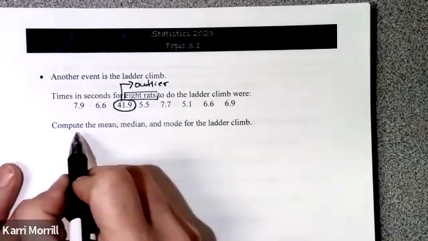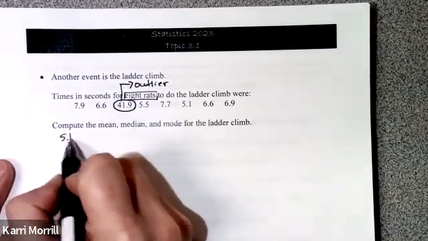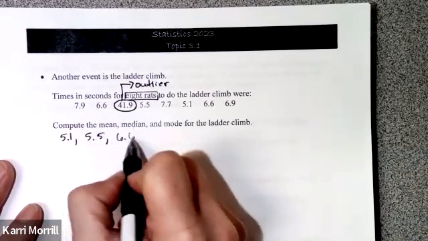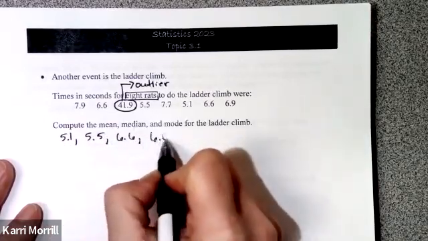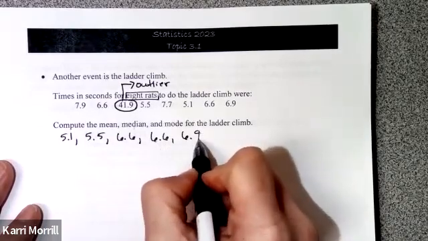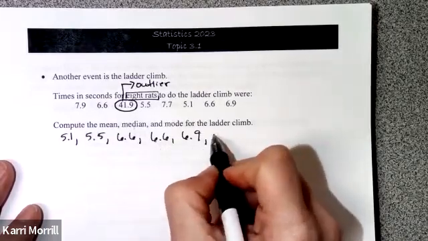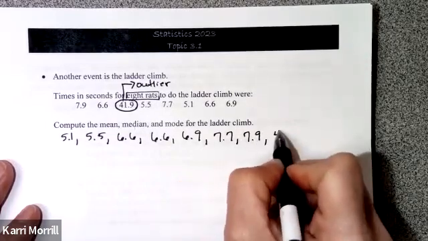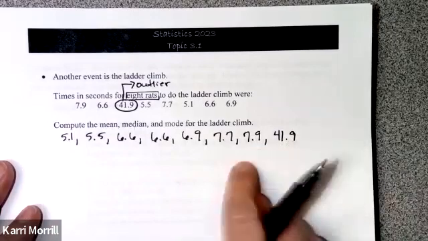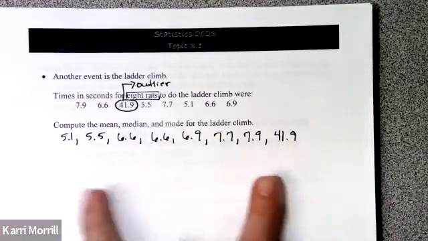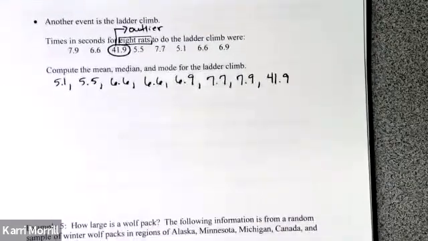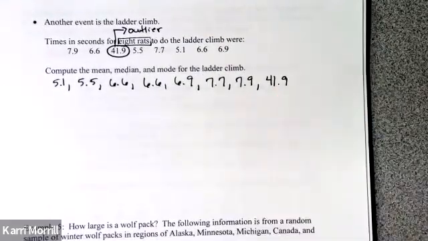So let's put them in order from least to greatest. We have 5.1, 5.5, 6.6, 6.6, 6.9, 7.7, 7.9, and 41.9. That's a way big difference from all the other numbers, which were between 5 and almost 8. Maybe this guy took a break while he was working on his ladder climb.